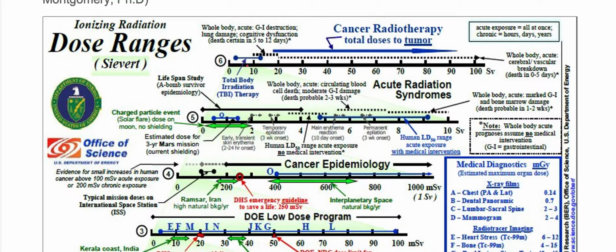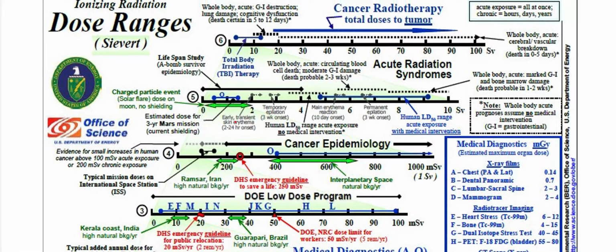If a human body receives around 10 to 20 sieverts of radiation, death is certain to occur in 5 to 12 days. The GI tract will be destroyed, the lungs will be damaged, and the human body will have cognitive dysfunction.